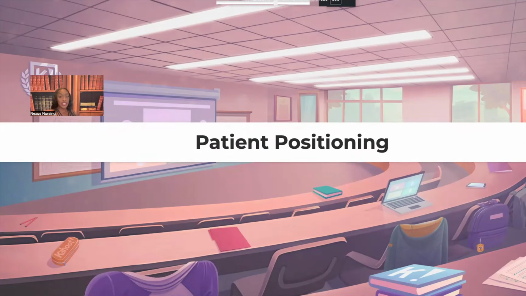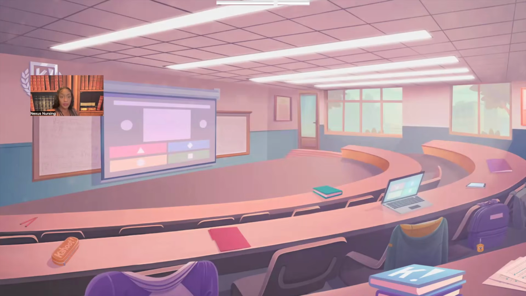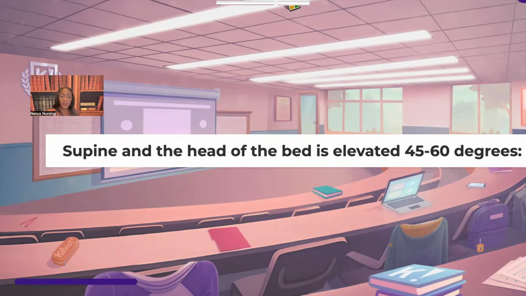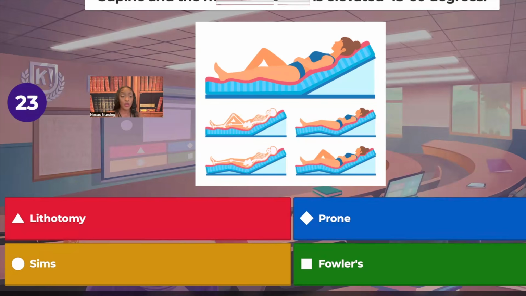Okay, patient positioning. First question. Supine and the head of the bed elevated 40 to 60 degrees. What is this? Is it lithotomy position? Is it the prone position? Is it Sims position? Or is it Fowler's position? So the patient is lying supine and the head of the bed is elevated 45 to 60 degrees. What is the name of this position?